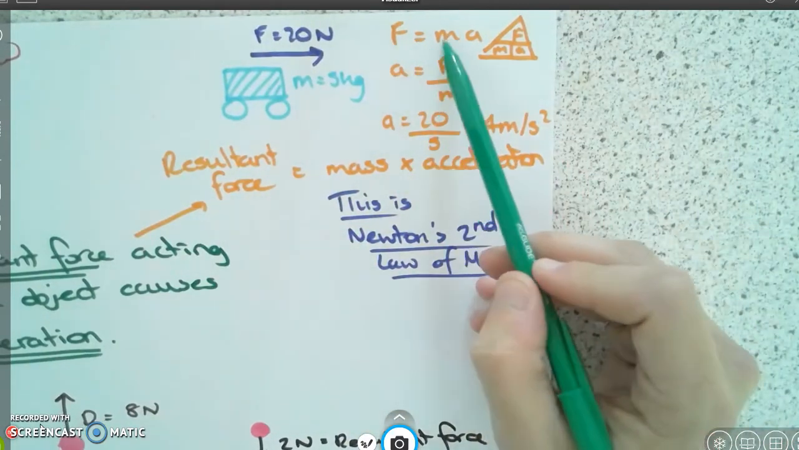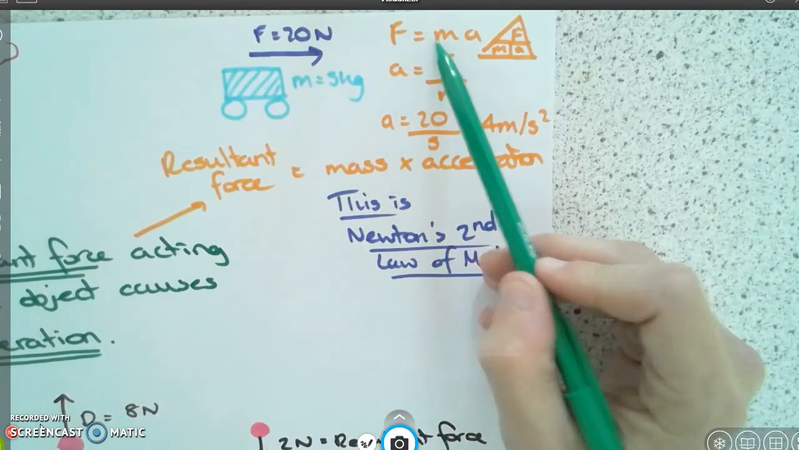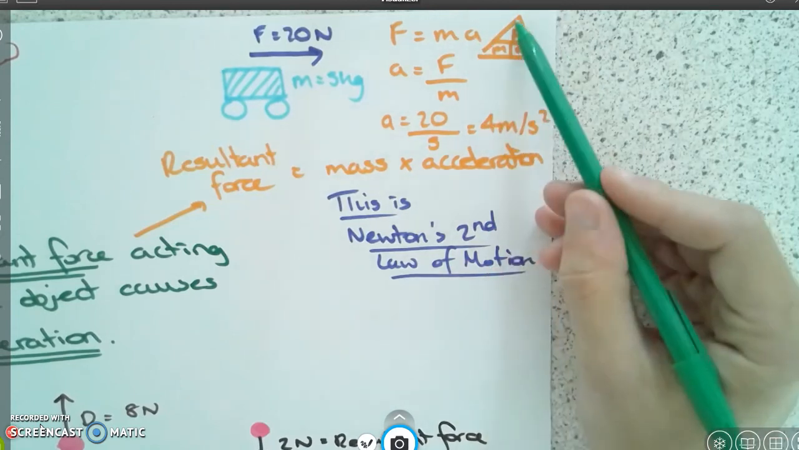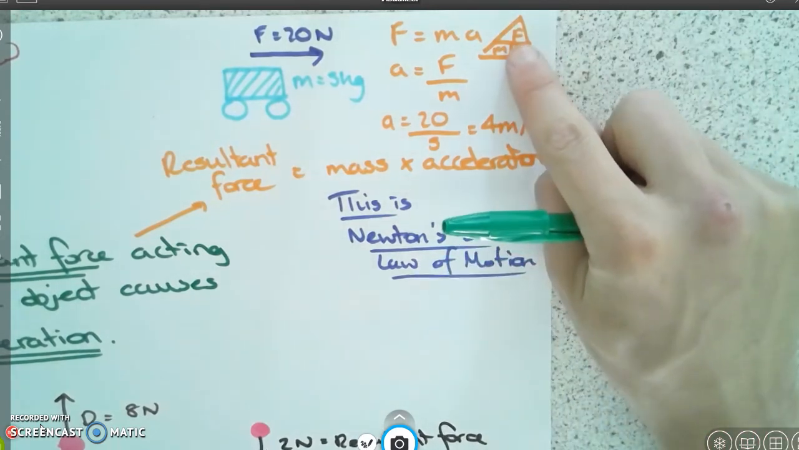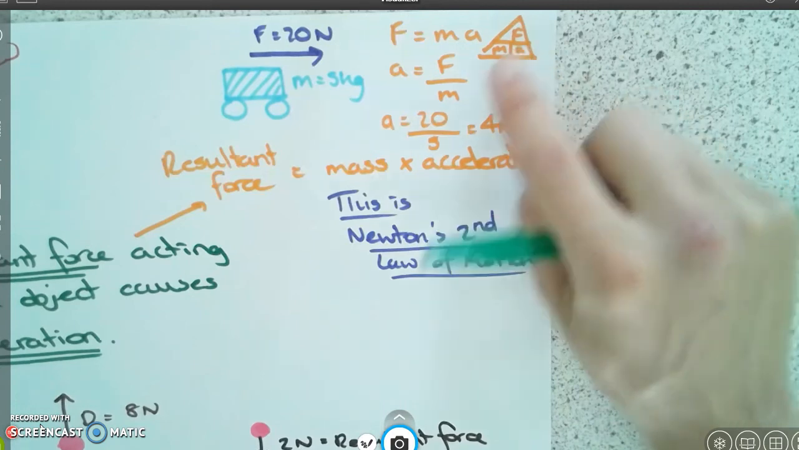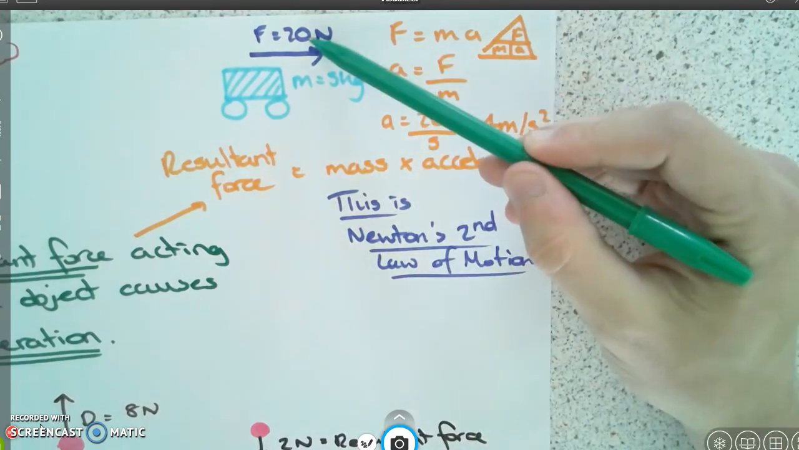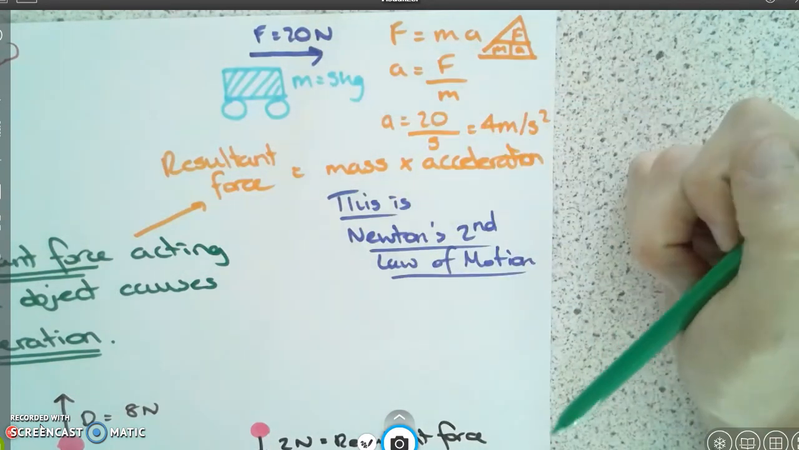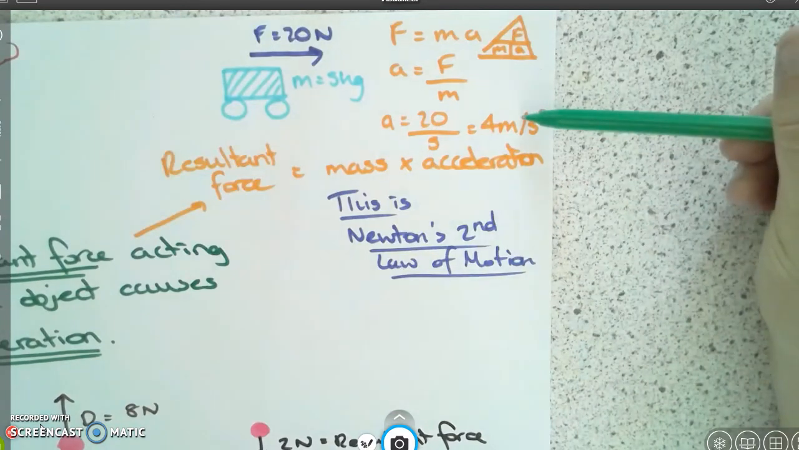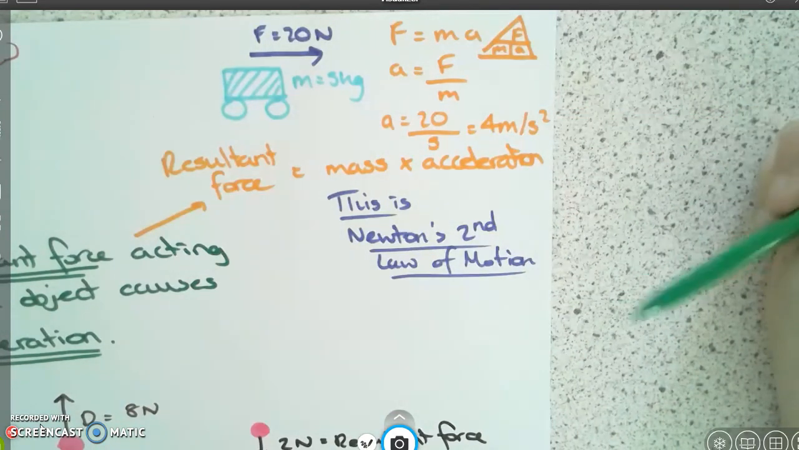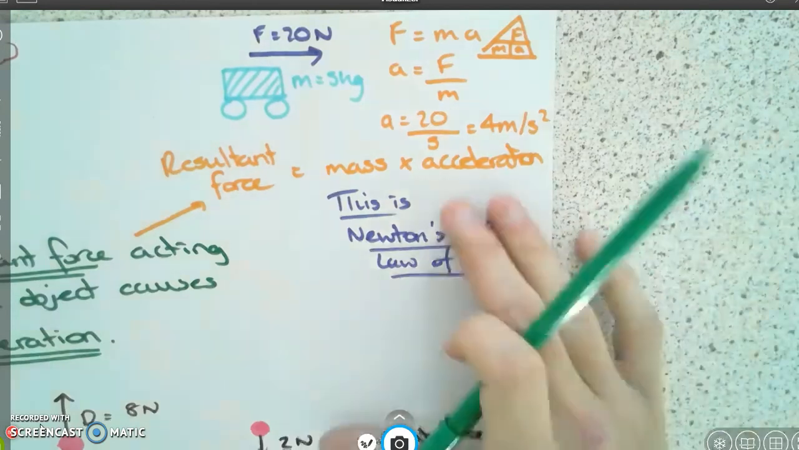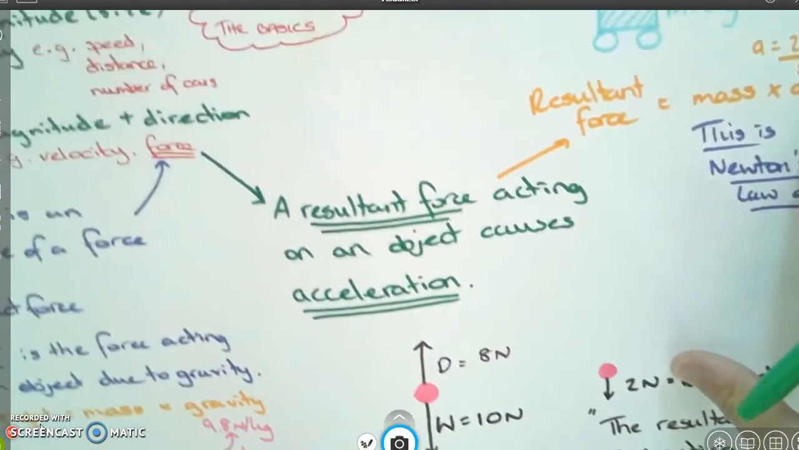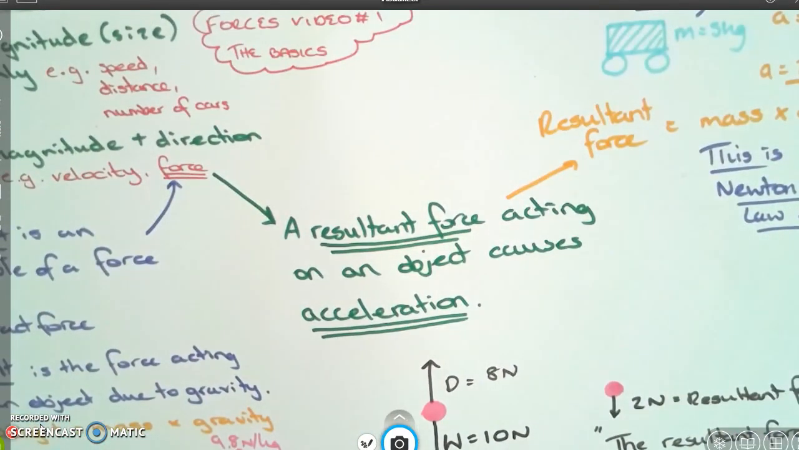So if F equals m times a, resultant force equals mass times acceleration, rearranging that using that triangle, so cover up the a, is F divided by m, so the acceleration is 20 newtons divided by the 5 kilogram mass, and that works out 20 divided by 5 is 4 meters per second squared. So they are just some of the real basics that you need to know before your Paper 2 exam to do with forces.